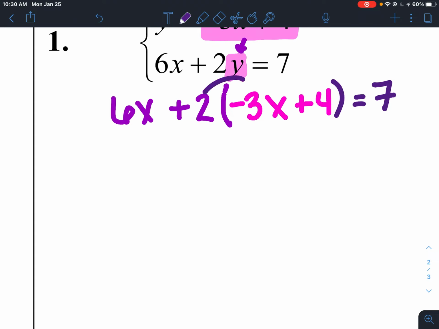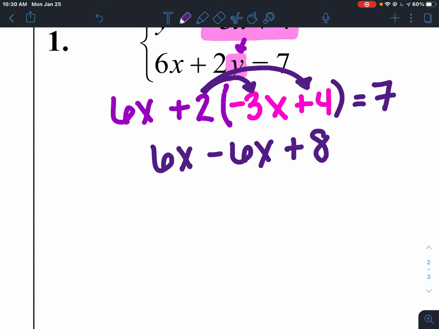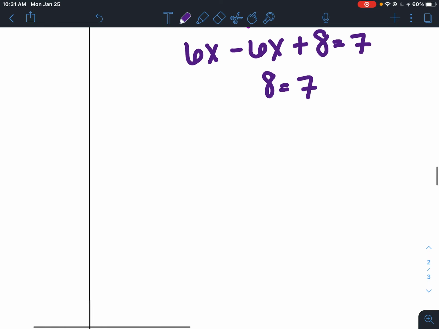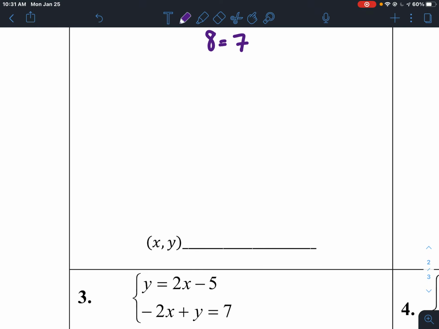Now I'll distribute my 2 to get rid of the parentheses. So 6x, 2 times negative 3x is minus 6x. 2 times 4 is 8, equals 7. Combine our like terms. 6x minus 6x, those cancel out. They go away. So I'm left with 8 equals 7. Well, 8 does not equal 7. So for this system, there are no solutions.